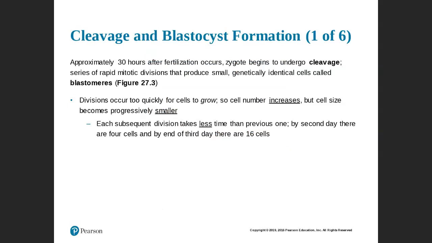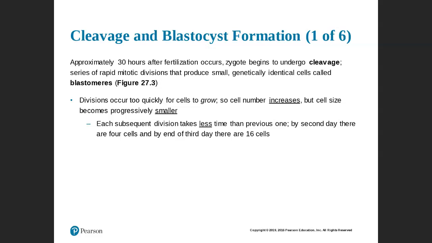So cleavage: approximately 30 hours after fertilization, the zygote undergoes cleavage. That's very rapid, and you get this exponential increase in genetically identical cells. Those are referred to as blastomeres. Divisions occur so rapidly, though, the cell number increases, but without any increase in size of the cells. Okay, the cell size actually becomes progressively smaller. Each subsequent division will take less time than the previous one, and by the second day, it goes from 2 to 4, then it goes to 16 cells, and you get this exponential increase of cells.